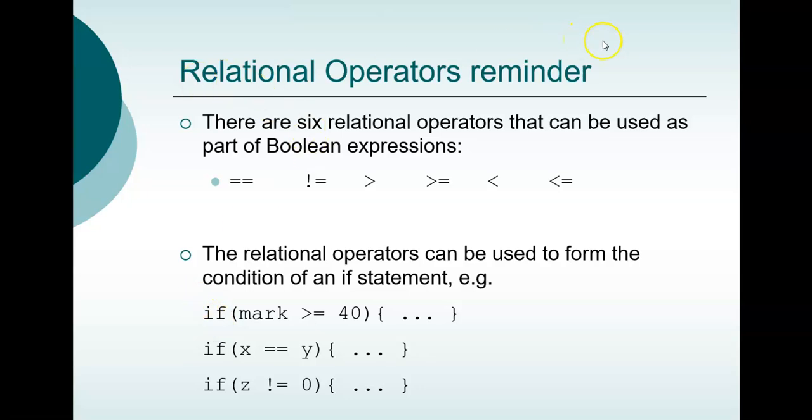Now as I said, we have these relational operators: equal to, not equal to, greater than or equal to, less than or equal to. So these operations can be used in this form in a conditional statement. So if mark is greater than or equal to 40, we run this block of code. If x is equal to y, we run this block of code. If z is not equal to 0, we run this set of code. Each of these expressions will evaluate to true or false.